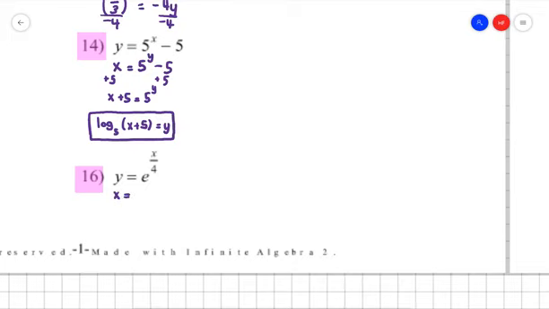On number 16, we've got x equals e to the power of y over 4 once we switch those variables around. And we're going to convert. We get log base e of x is equal to y over 4. Log base e has another name. It's the natural log. So we have natural log of x is equal to y over 4. Multiply by 4 on both sides. 4 natural log of x is equal to y.